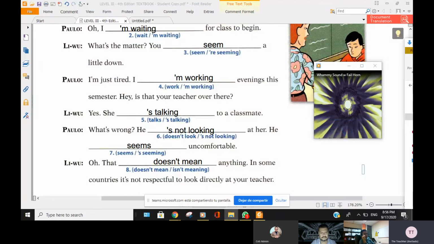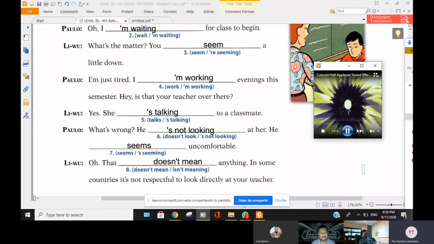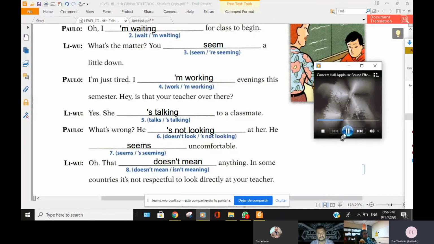I found that on a website, and then if they say the right answer, applause. Yeah, or if there's kids cheering, I can put kids cheering also.